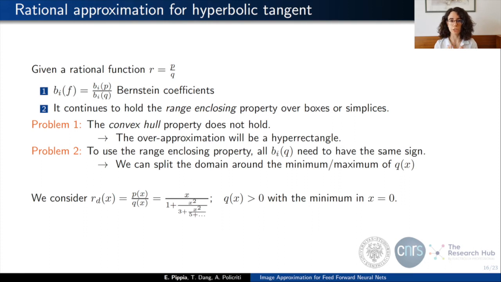Even if the function is positive, this is not a guarantee that all the coefficients are positive, but if we split around 0, in 0 the Bernstein coefficient matches exactly the value of the function, so it is a minimum, and then this is a guarantee that all the other coefficients are above, so positive.